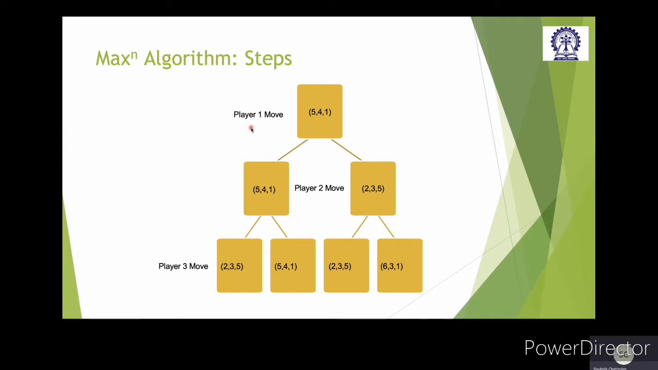And if we go one more node up, player one, of course, has to maximize his payoff. So he chooses the left side node. So the root payoff is 5-4-1.